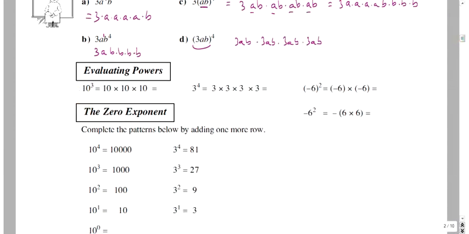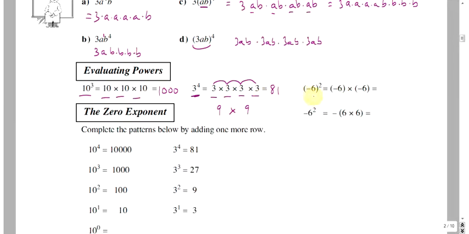Okay? 10 cubed means 10 times 10 times 10, which is 1000. How many zeros do I have? 3 zeros. Okay? 3 to the 4th power. Some of us were working with this already, right? 3 times 3 is 9, 9 times 9 is 81. Or if you want to go 3 times 3 is 9, times 3 is 27, times 3 it's 81.